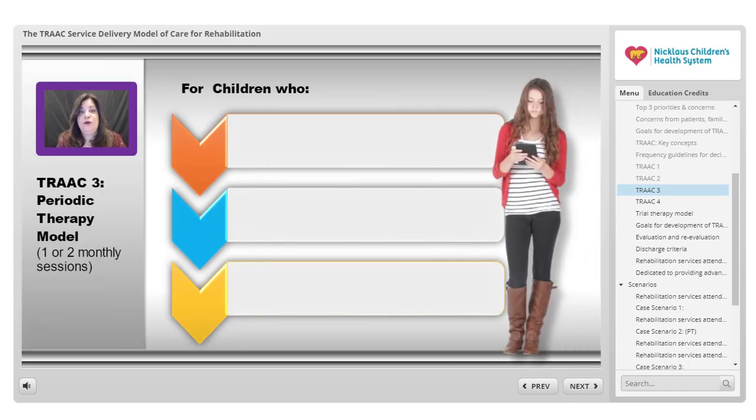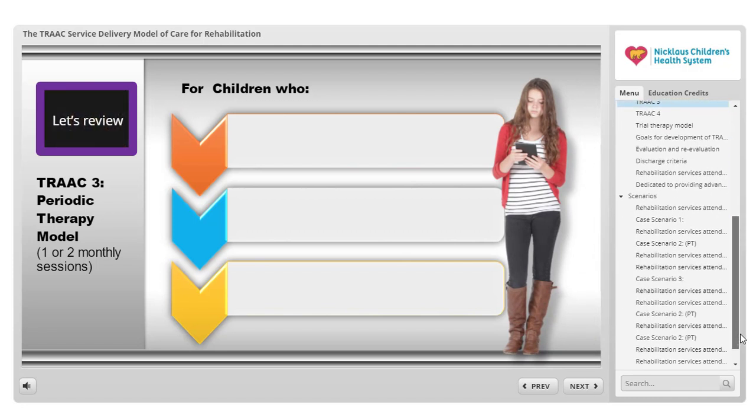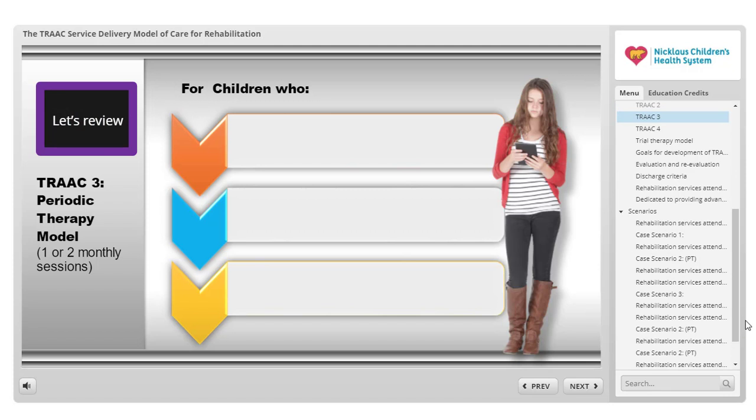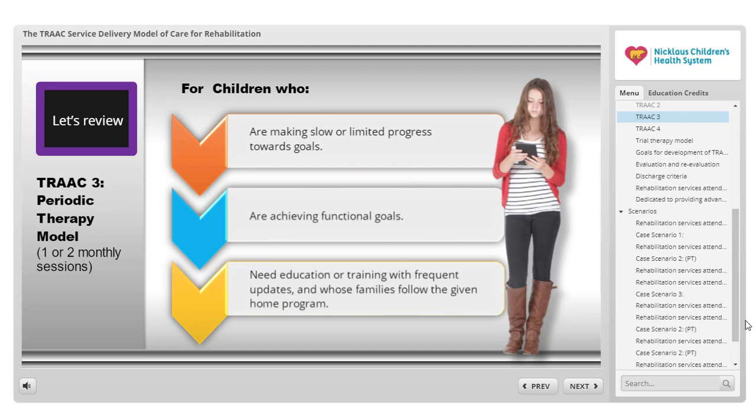Now let's review the criteria for TRACC 3 periodic therapy model. TRACC 3 is for children who are making slow or limited progress towards goals, are achieving functional goals, need education and training with frequent updates, and whose families follow the given home program.